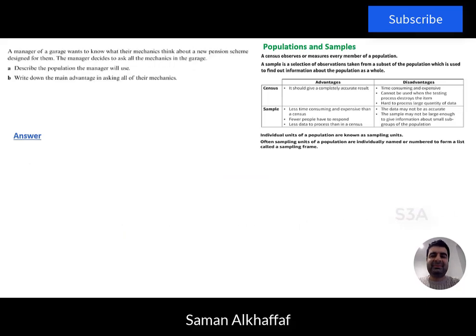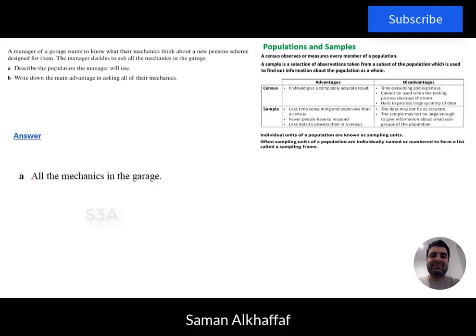In this example, a manager of a garage wants to know what their mechanics think about a new pension scheme designed for them. The manager decides to ask all the mechanics in the garage. A, describe the population the manager will use. Now, in this scenario, all the mechanics in the garage, so that would be the best approach in terms of asking all the mechanics and getting their opinion and feedback.